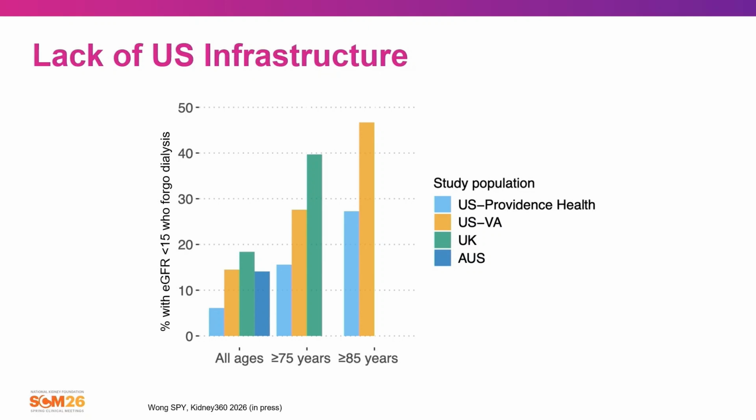And so this is a graph that shows you the rates of patients forgoing dialysis who have a GFR less than 15 in health systems in the US. Light blue is Providence Health, yellow is the VA, and health systems in other countries. The UK is in green, and Australia in dark blue. And you can see that it's pretty uncommon for patients in the United States to forgo dialysis.